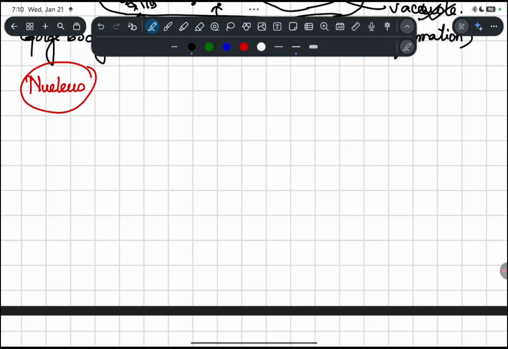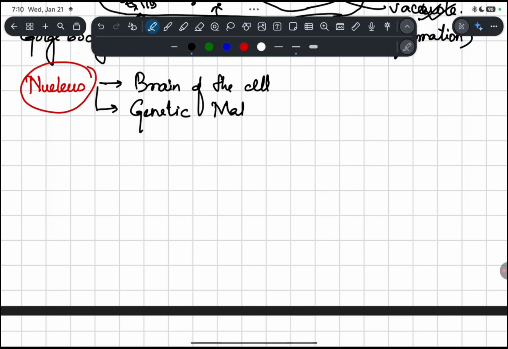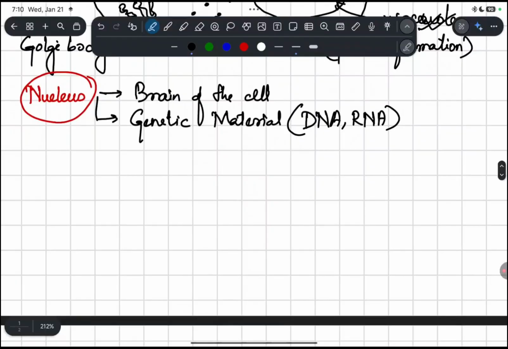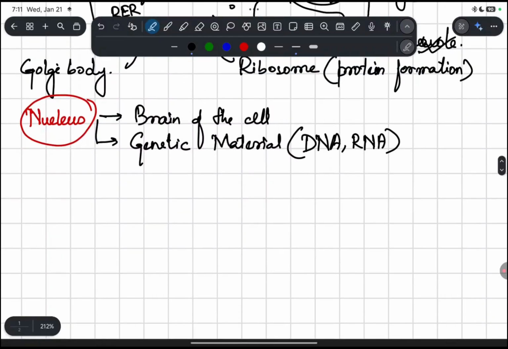Okay, so the nucleus is the brain of the cell, and here genetic material is present. So genetic material are DNA and RNA, right? So how does the nucleus control the entire function of a cell? By controlling the enzyme which needs to be formed, right? So by controlling the enzyme, it controls the overall functioning of a cell.